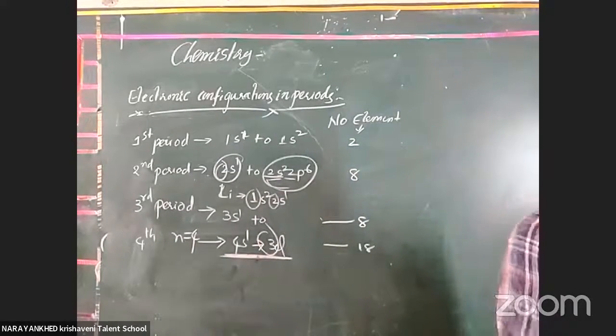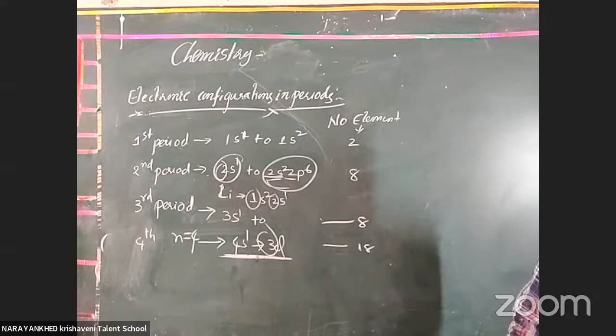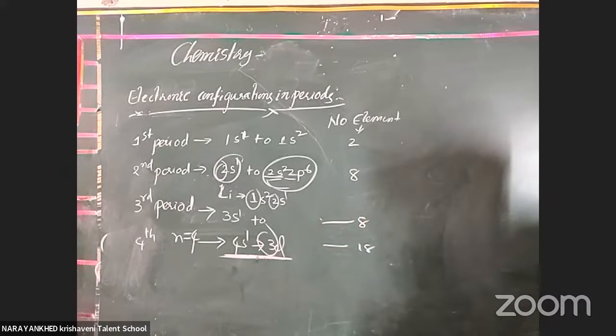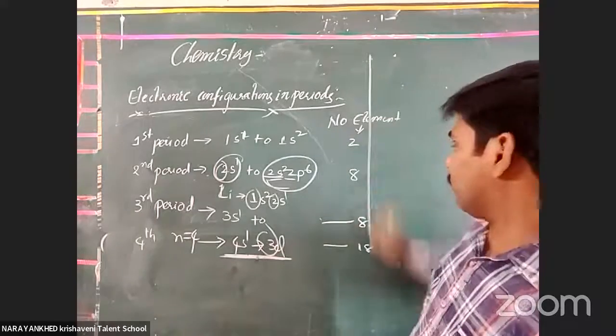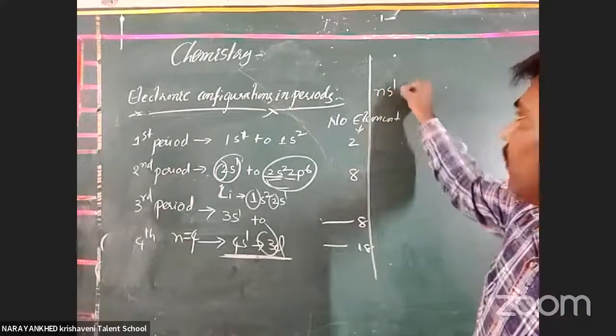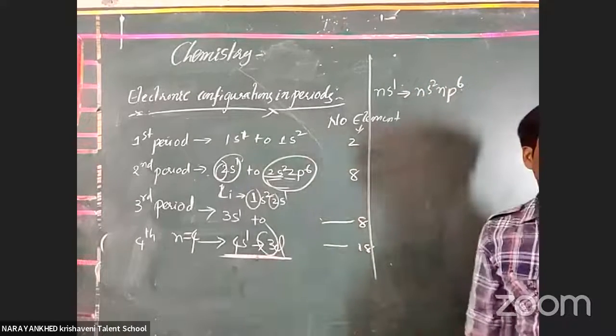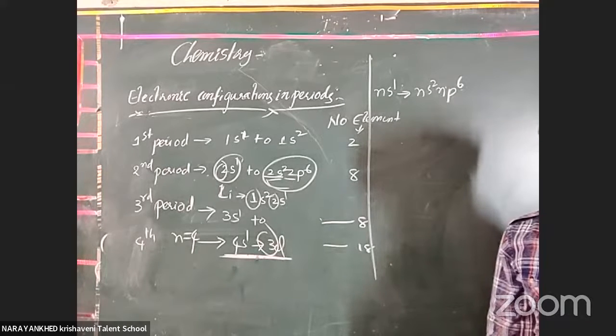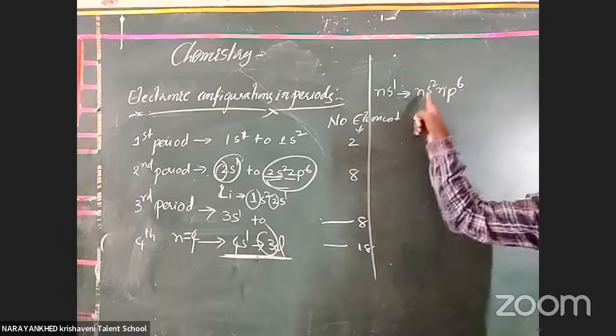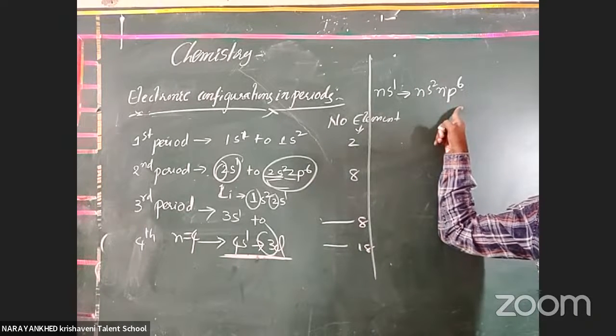Clear or not? Yes, suppose n is equal to 5 is taken. That starts with rubidium. It contains 10 transition elements, from yttrium with atomic number 39 to cadmium with atomic number 48. This period ends with xenon, with the filling of the 5p orbital. Clear or not? All the periods start with what? ns1. They end with what? ns2, np6. Now got it or not?